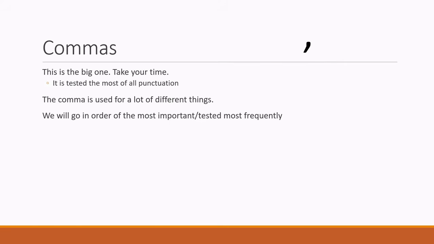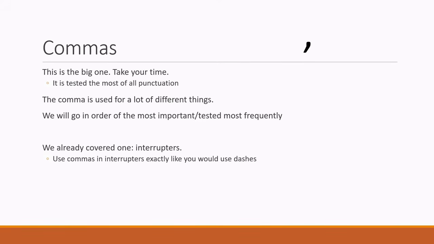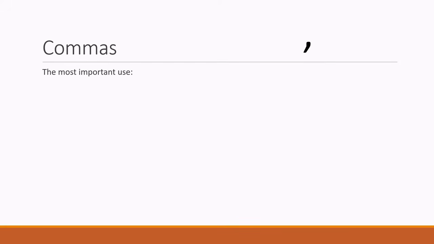As I just said, it's used for several things, and this time I'm just going to go in order of most important to least important. In fact, we already covered one, the big one, interrupters. Just like dashes, just like parentheses, it can be used for an interrupter. No difference between those, use them exactly the same way. If you don't remember that, go watch either my first video on interrupters or earlier in this video where I was talking about the parentheses and the dashes. Now, what is the most important use of commas that's going to be tested most frequently? It's going to be separating an independent clause from a dependent clause. So if you remember, the periods and semicolons were used to separate two independent clauses.